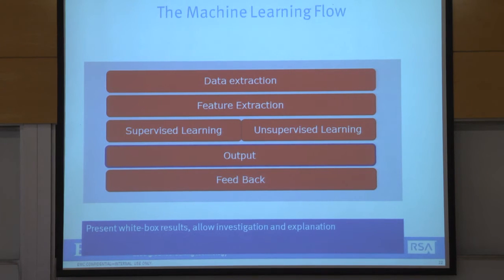So I need not only to give some alerts, but also to make them as explainable, understandable and comprehensible as possible. So we need what we call a white box model, something that provides results, but also provides some explanation about the process and why I think that this activity might be malicious. And this allows the analyst to investigate, to explain, and to make better decisions.